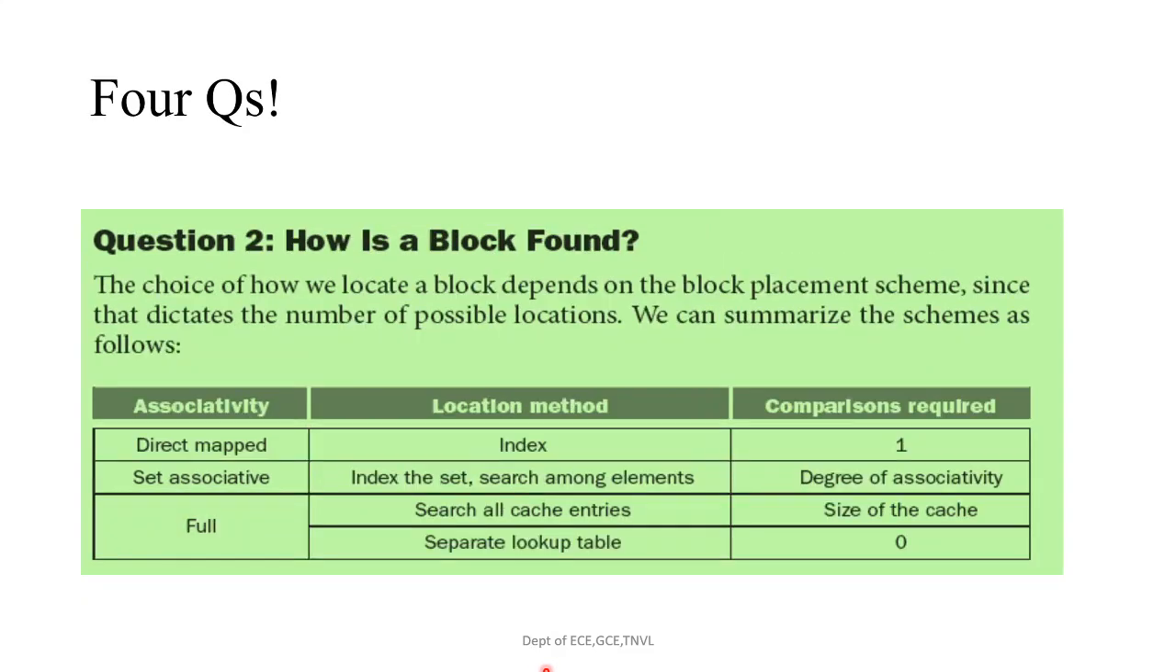How is a block found? That is question number 2. In the direct map, the location method is index, and the comparison requires only one comparison. But in set associative, the location method is based on the index, the set, then search among the elements, and the comparisons required depend on the degree of associativity. In fully associative, the location method is to search all the cache entries, with a separate lookup table, and it depends upon the size of the cache.